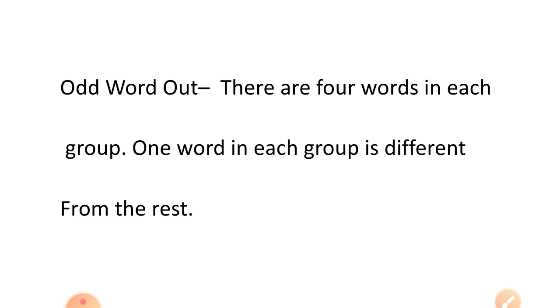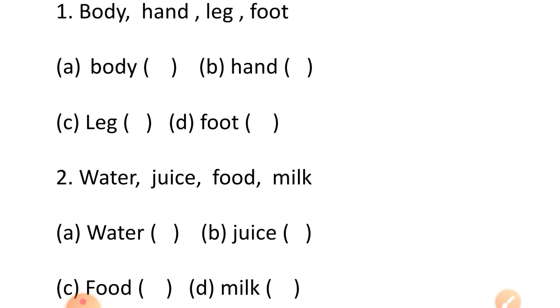Find out the odd word from the following. Question 1. Body, hand, leg, foot. Option A, body; B, hand; C, leg; and D, foot. Students, in the options, hand, leg, and foot are the parts of the body, while body contains the rest of the 3. Hence, the right answer is option A, body.